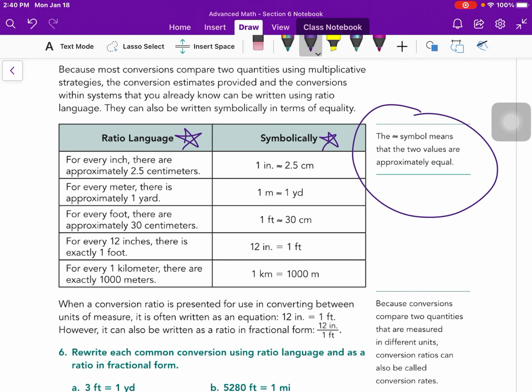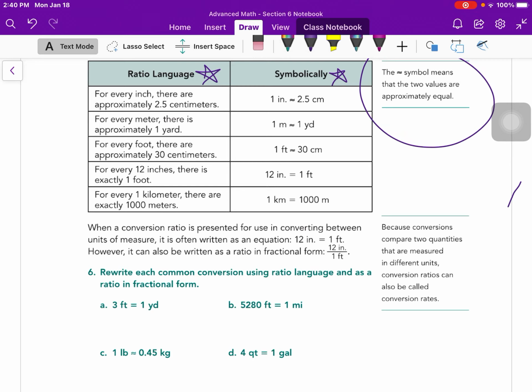All right, so study that table there to understand about what goes from one unit to the other. When a conversion ratio is presented for use in converting between units of measure, it's often written as an equation. 12 inches equals 1 foot. However, it can also be written as a ratio in fractional form. 12 inches to 1 foot. So it says rewrite each common conversion using ratio language and as a ratio in fractional form. You're just going to write them in fractional form.